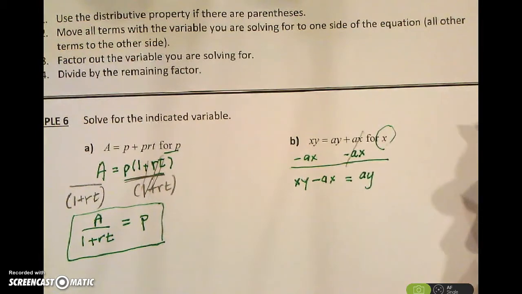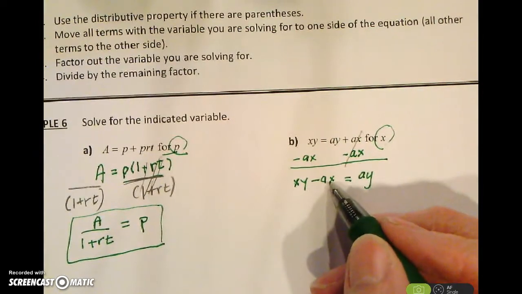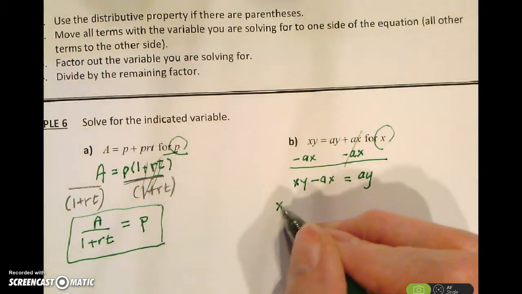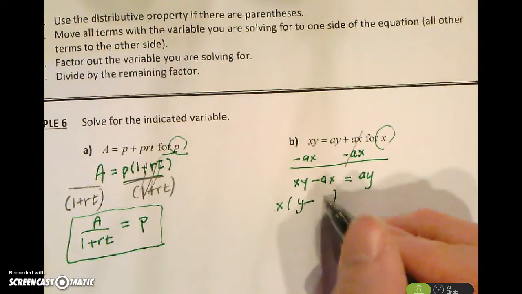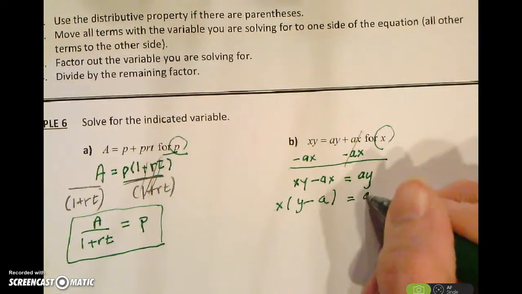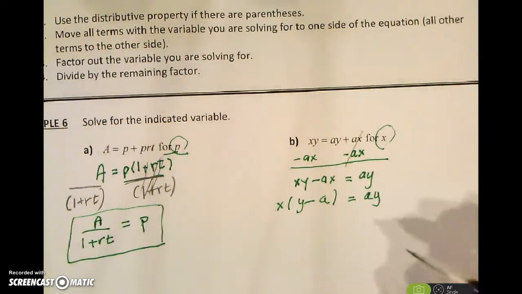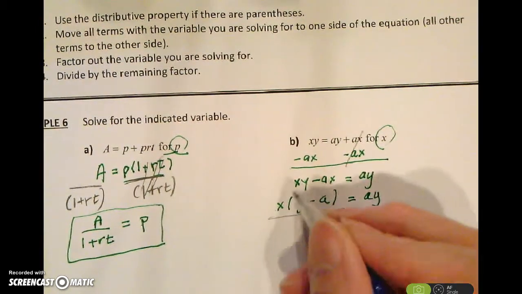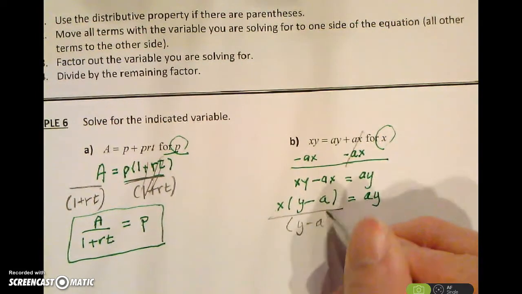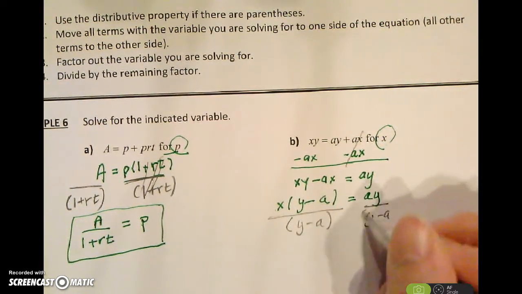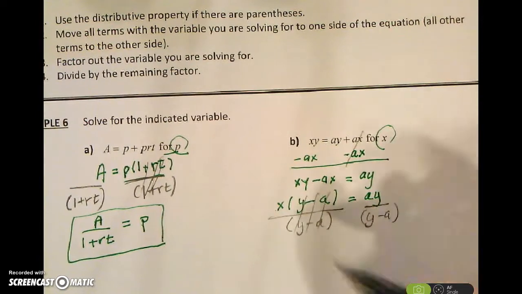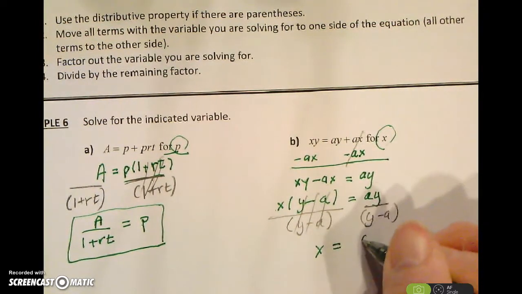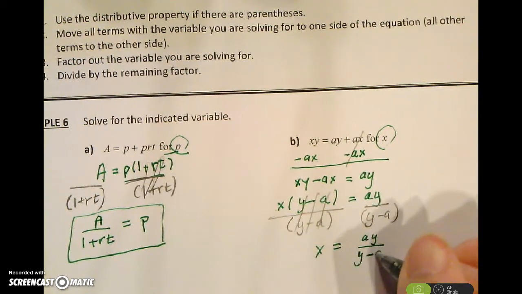Again, keep in mind, I'm solving for X. Over here, I was solving for P. So step 3, I want to factor out the X. I'm going to be left with X times Y minus X times A is equal to AY. Then I'm going to divide by this remaining factor. This whole parentheses is my factor. So I'm going to divide both sides by Y minus A. The whole parentheses cancels, and it leaves me with X is equal to AY divided by Y minus A.